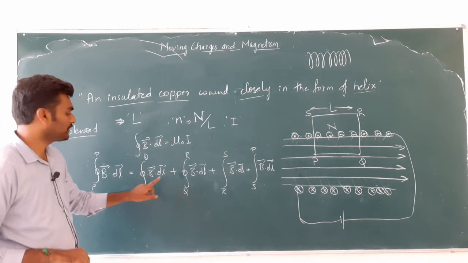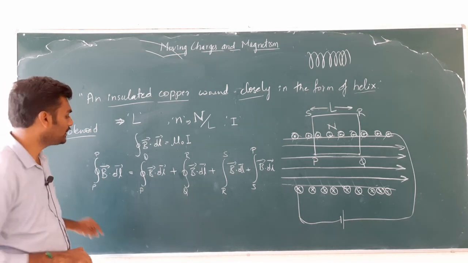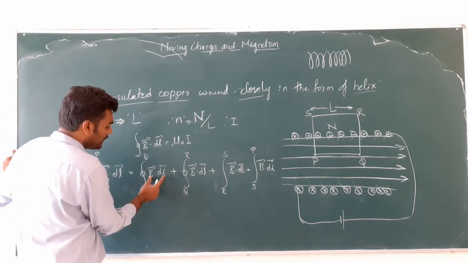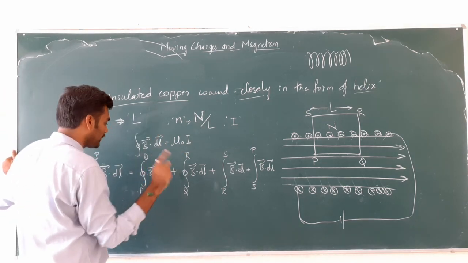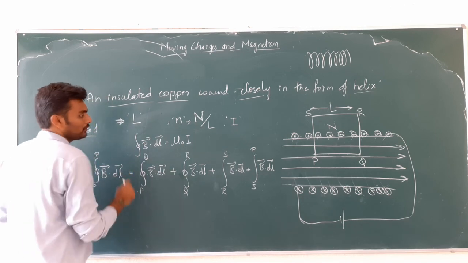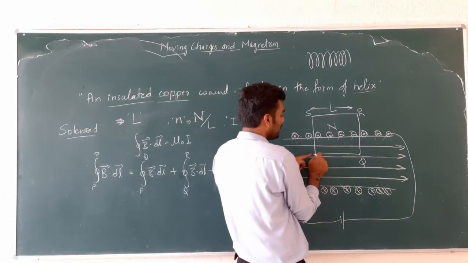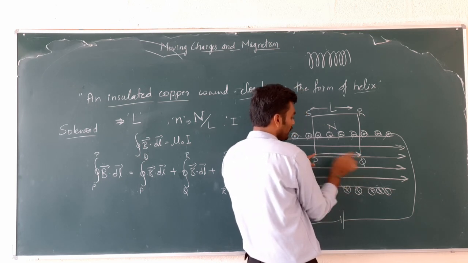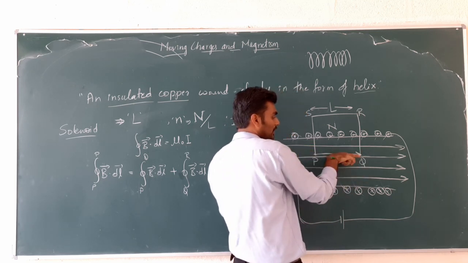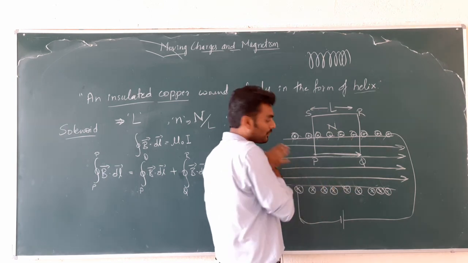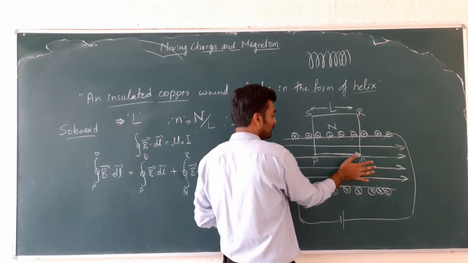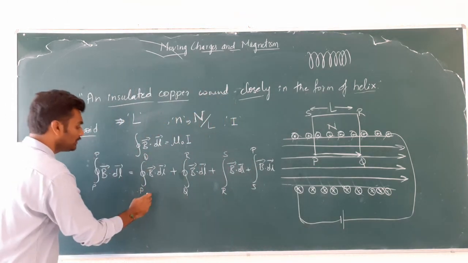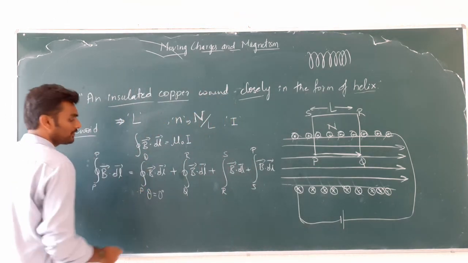It is B dl cos theta, where theta is the angle between B and dl, right? So what is the angle between B and dl? dl is length, B is magnetic field. For the length PQ, dl starts from P and ends at Q. This entire length is dl, so this is the direction of dl. The direction of the magnetic field is already set. So for P to Q, theta is 0 degrees.